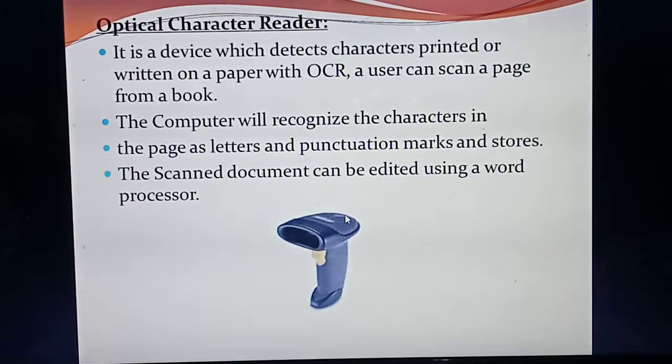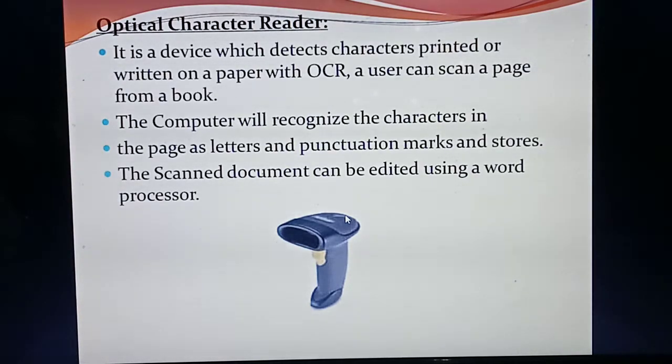For example, you are studying an important question from a book. Okay, so you need to take a printout of that page alone. At that time, for example, you have this optical character reader device with you. Using this device you can scan. It will detect the page you are scanning. Whatever letters are written on the paper or particular page, it will scan, and however many pages you are scanning, it will scan accordingly.